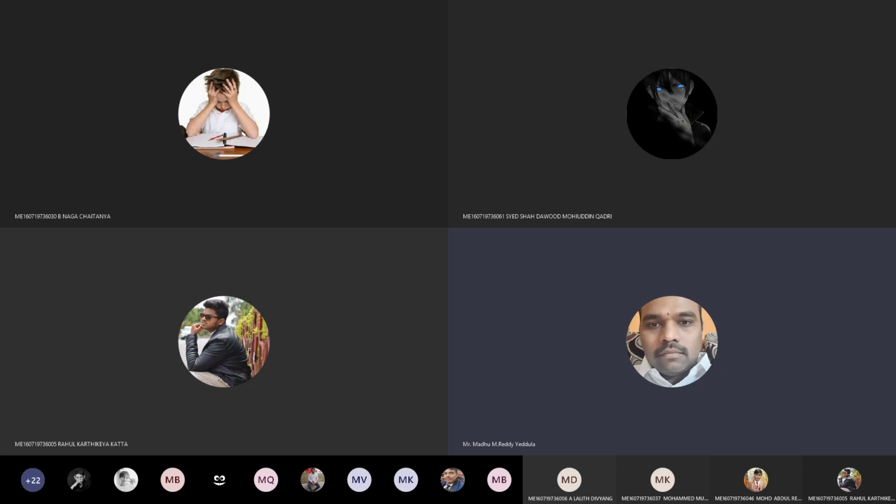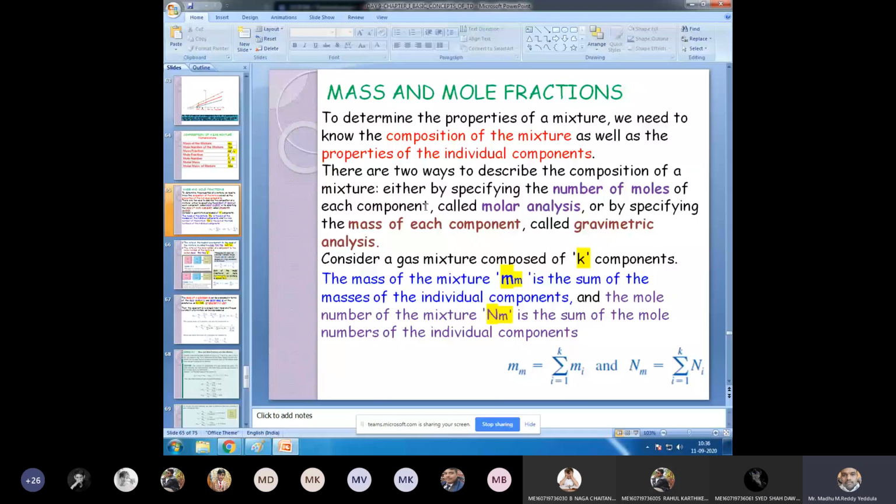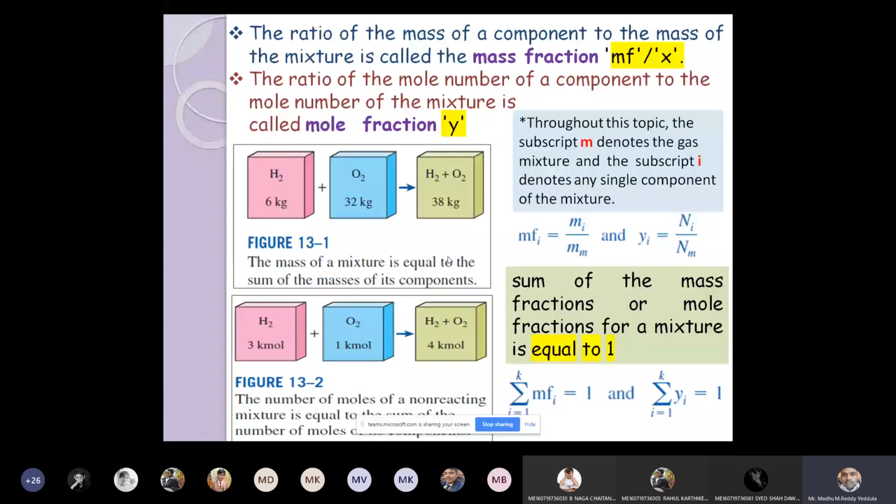Right. So mass fraction and mole fraction, if you define, so mass fraction is equal to the mass of an individual component to the total mass of the mixture. In the same way, mole fraction is equal to the moles of an individual component to the total number of moles of the mixture. That's what we discussed in the last class. Mass fraction is denoted by the symbol MF or X, both we can use.